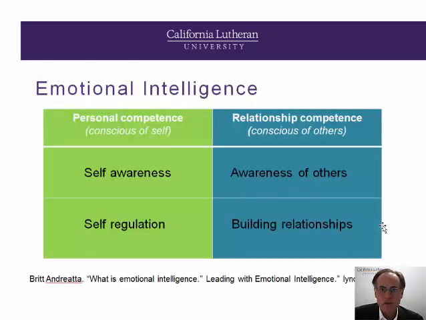Emotional intelligence is the ability to monitor one's own feelings, recognize another person's feelings, and use that knowledge to inform how we can relate to others. Britt Andreatta describes personal competency as self-awareness of one's strengths and weaknesses, goals and values, feelings, and self-regulation, including the appropriate expression of emotion, managing stress, managing those triggers, and dealing with change and adversity.